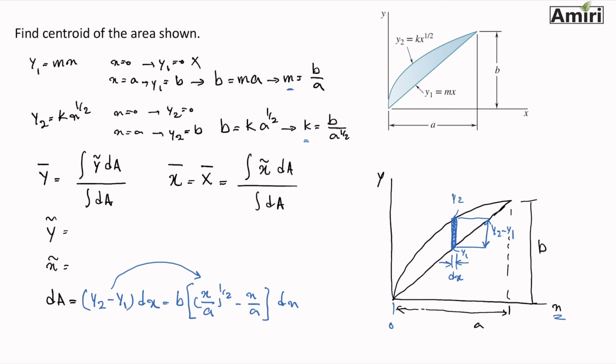All right, so now I can define what y tilde and x tilde are. Y tilde is the distance of the centroid of dA to the x-axis. In this case, this is a rectangle. My dA is a rectangle, so its centroid is located at the middle. This is y tilde, which in this case is y2 plus y1 over 2.